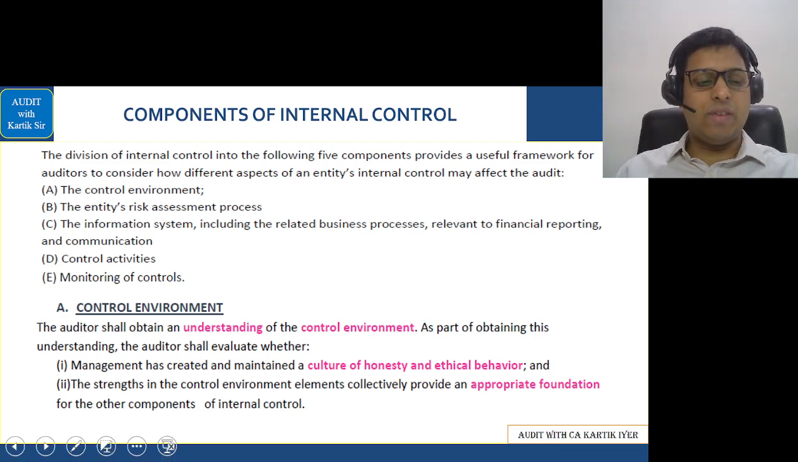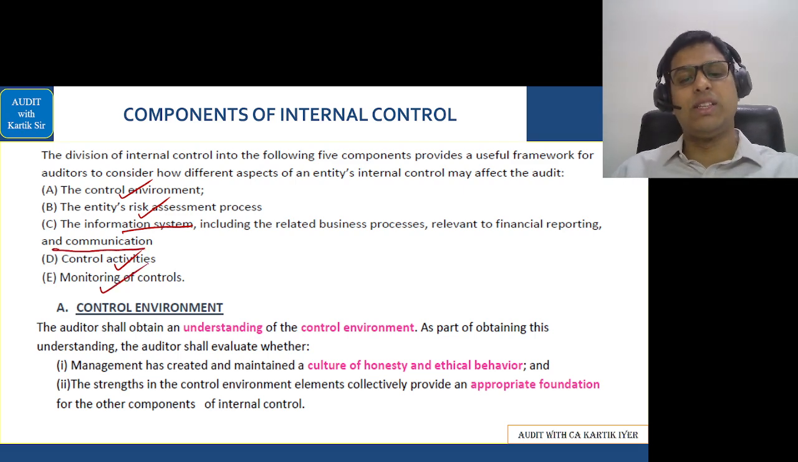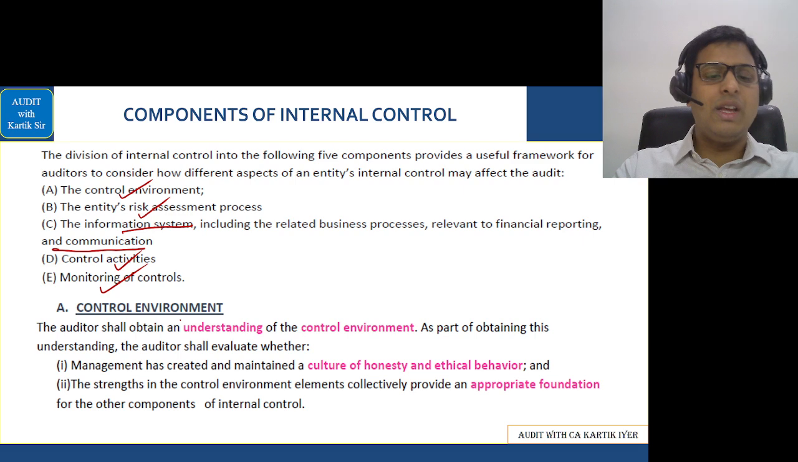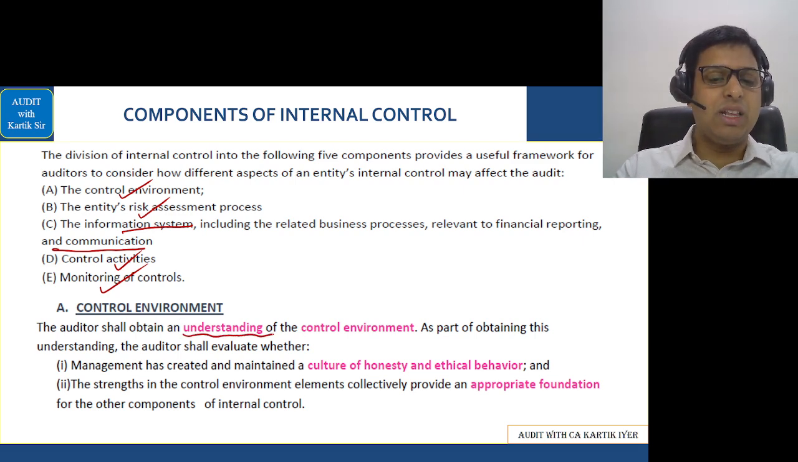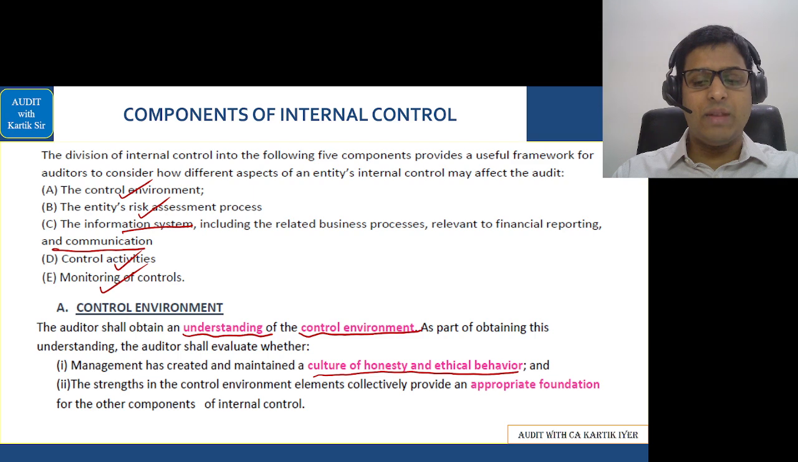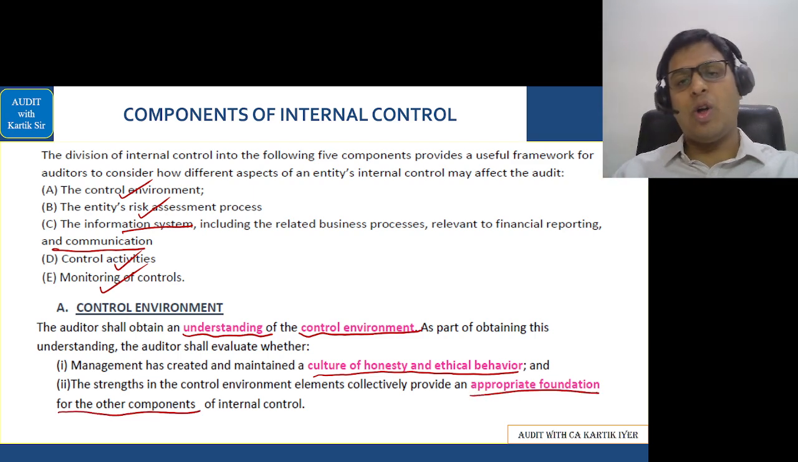As you know, we have the 5 components of internal control, and that is control environment, control activities, risk assessment, information system and communication. And finally, you have monitoring of control. So these are the 5 areas that we did. Now let's do it one by one. What is control environment? Basically, control environment is nothing but the top management, how they run the organization. The auditor has to understand the control environment and see whether they have a culture of honesty and ethical behavior, an appropriate foundation for other components, if they are laying it properly or not. All these things we'll check.